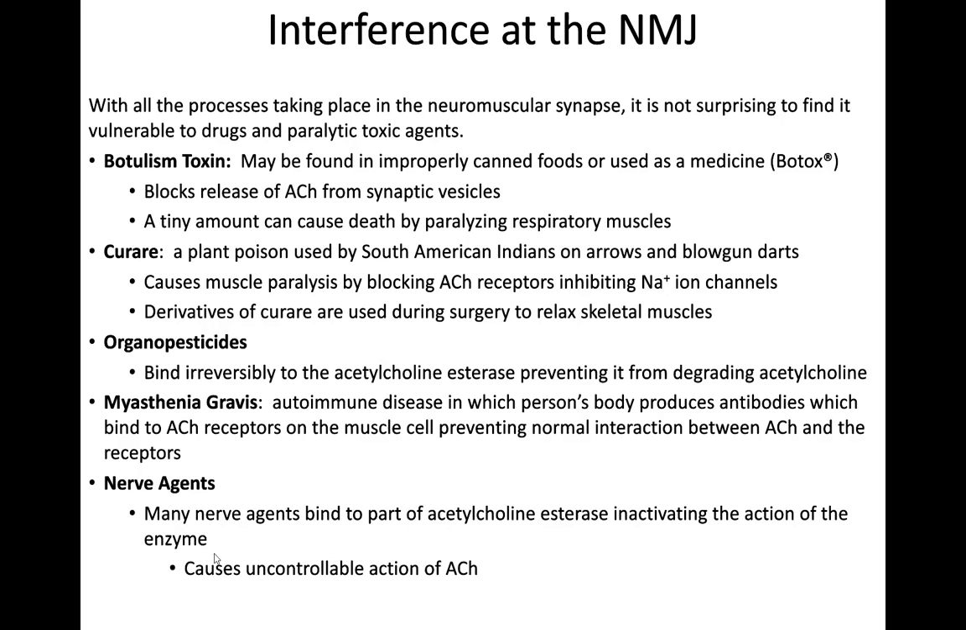Myasthenia gravis is an autoimmune disease in which the body is going to produce antibodies against itself, against those receptors for acetylcholine on the muscle cell, which prevents normal interaction between acetylcholine and receptors. And so essentially, myasthenia gravis is kind of the body producing a response just like what curare would do to you, where the relationship between acetylcholine and those receptors is interfered with.